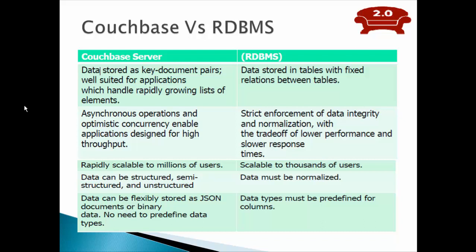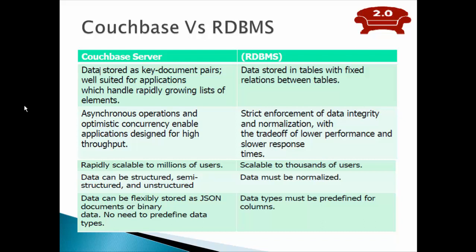Okay, so Couchbase servers are rapidly scalable to millions of users, whereas an RDBMS is scalable to thousands of users. And if we wanted to give more performance, then we need to build hardware vertically, to make sure that sort of clusters we need to build, where things will be scaled vertically.